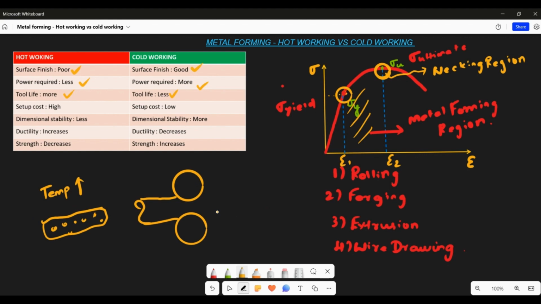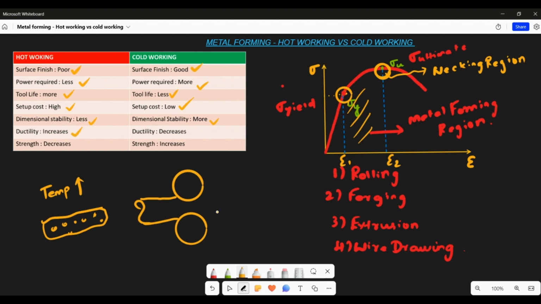Obviously in hot working we want to operate at a higher temperature, so the setup cost will be high. In cold working there is no increase in temperature, so setup cost will be low here. Next, dimensional stability. Since we are increasing the temperature, in strength of materials we know about thermal stress. If the temperature increases, due to thermal stress, that is contraction or expansion, takes place, so the dimensional stability will be low when you increase the temperature. That is hot working. In cold working there is no problem in dimensional stability. Here, dimensional stability will be good.